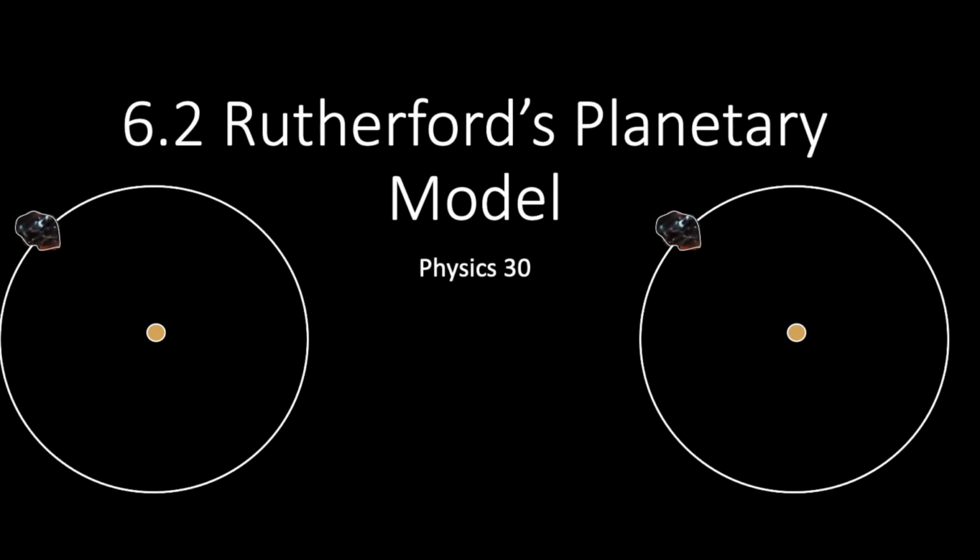Okay, welcome back Physics 30s to our next lesson, which is 6.2, and today we're going to be talking about Rutherford's Planetary Model. In the last lesson, we talked about Thomson's experiment and how he discovered electrons, and that he determined that electrons were very, very small negative charges placed in the atom like raisins in a bun. But now we're going to talk about how our understanding of the atom continued to progress.